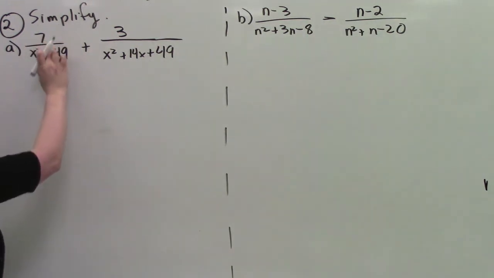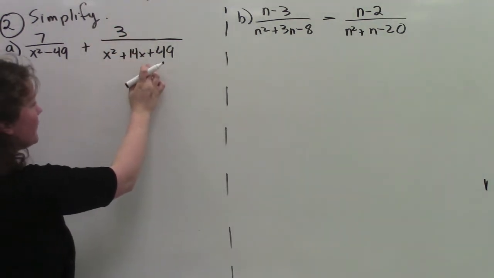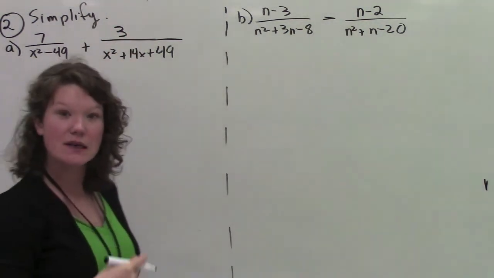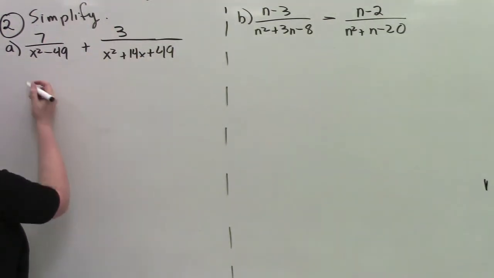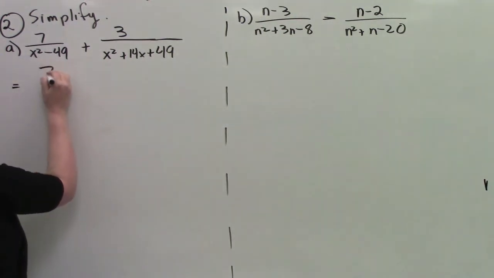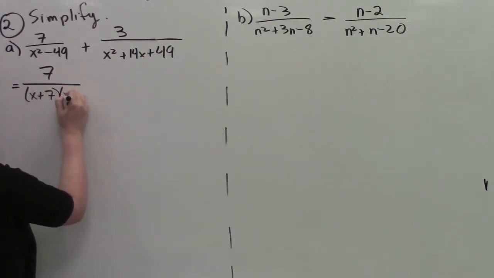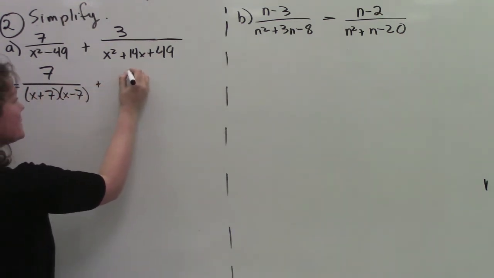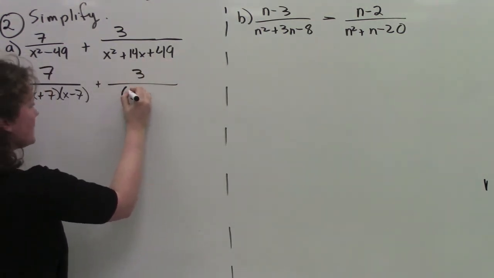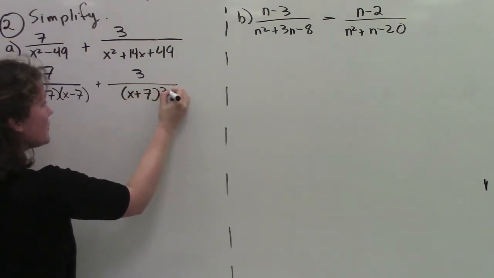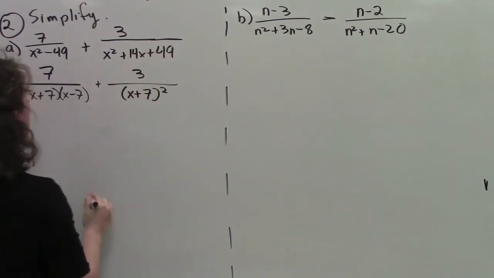So A is 7 over x squared minus 49 plus 3 over x squared plus 14x plus 49. What I need to do is factor everything I can. The numerator is already factored, so we're going to the denominator. This is a difference of squares, so we're left with 7 on the top, x plus 7, x minus 7, plus 3. The way that I would factor this one, it's x plus 7 squared. It's a perfect square trinomial. 7 squared is 49. 2 times 7 is 14.